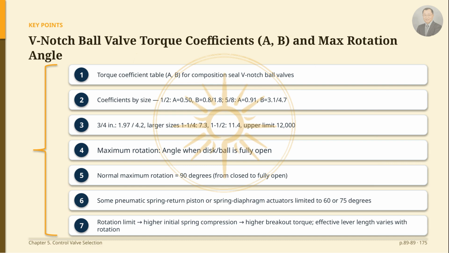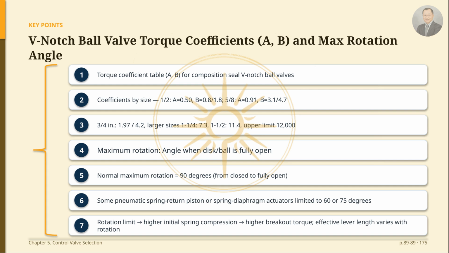This slide introduces the torque coefficients and maximum rotation angle for a V-notch ball valve with a composition seal. In the table, coefficients A and B are organized by size. For the 1/2 inch size, A is 0.50 and B is 0.8 and 1.8. For the 5/8 inch, A is 0.91 and B is 3.1 and 4.7. For 3/4 in, 1.97 and 4.2 are presented, and for the larger size of 1¼ in, it is 7.3, and for 1/2 in, it is 11.7, with 12,000 appearing as the upper limit.